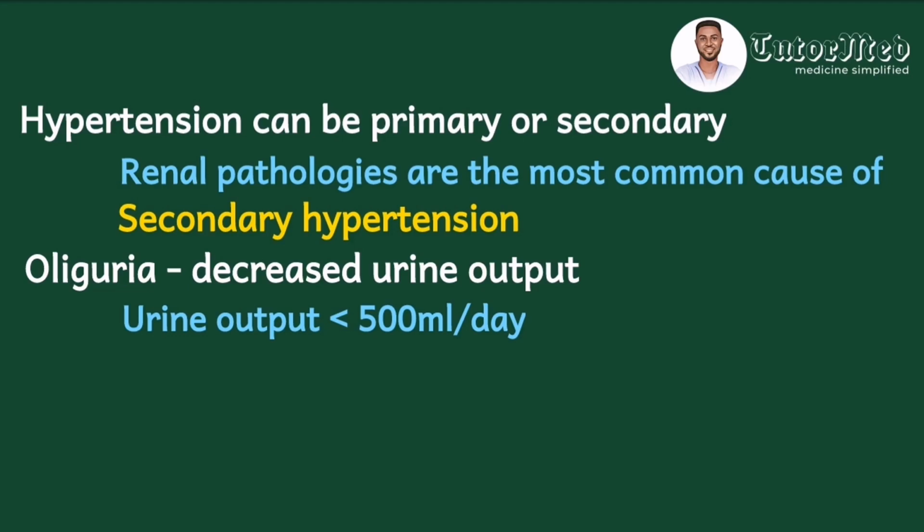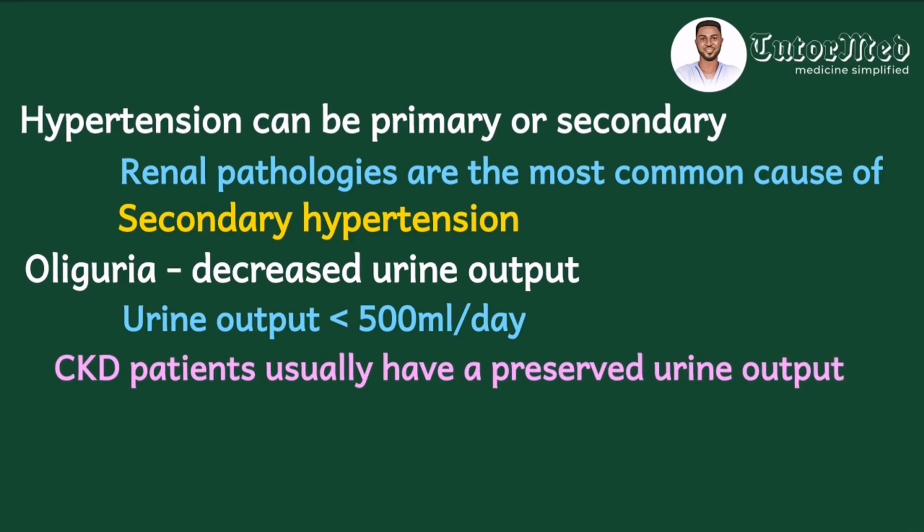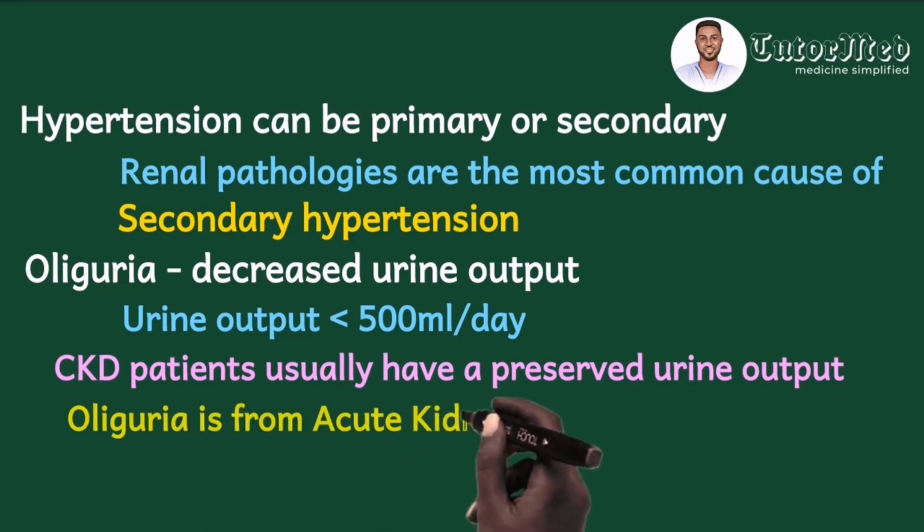Now, usually, CKD patients typically will have a preserved urine output, meaning it is very rare or unusual for a CKD patient to have oliguria. And so, what kidney pathology results in oliguria? It usually results from an acute process. And so, oliguria is usually from acute kidney injury.